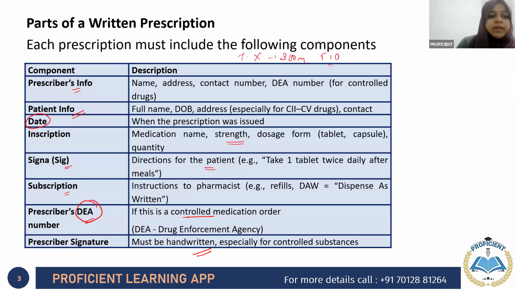So what all will be there? The date, the patient's information. Then the inscription, the drug's name and dose. Then the signa, which is the direction for the patient on how to take it, like take one tablet twice a day. Then the subscription, which is the instruction to the pharmacist, how to compound it and so on. Then the prescriber's DEA number will be there in case he is prescribing what type of drug? Control drug.